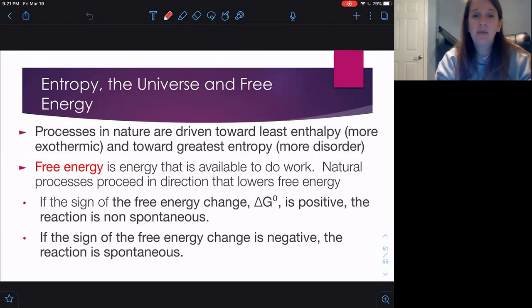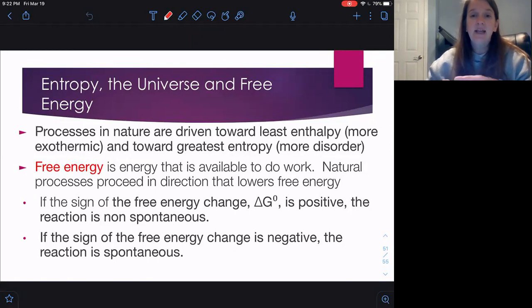So when we're talking about free energy, we're talking about how much energy is available to do the work of the system. So our natural processes, our thermodynamically favorable processes, are ones that actually lower that free energy. Now we used the letter H to represent enthalpy. We use the letter S to represent entropy. We're going to use the letter G to represent that free energy that's available to do the work of the system.